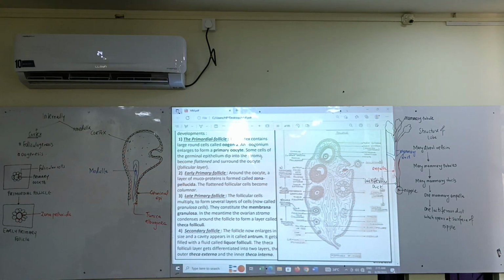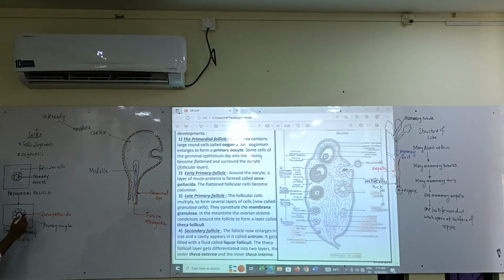Okay. So what change came? Which oocyte do we have here, children? We are having a primary oocyte. And what is the primary oocyte surrounded by? Zona pellucida along with follicular cells. And this is called the early primary follicle. So what is the change that we have noticed there? The presence of a layer which is called zona pellucida.